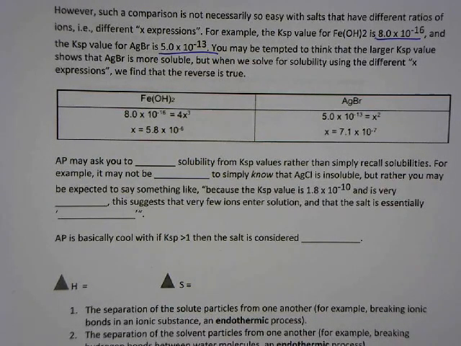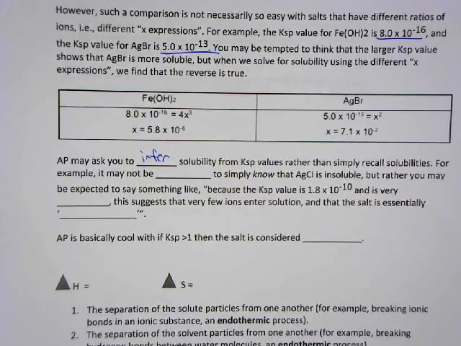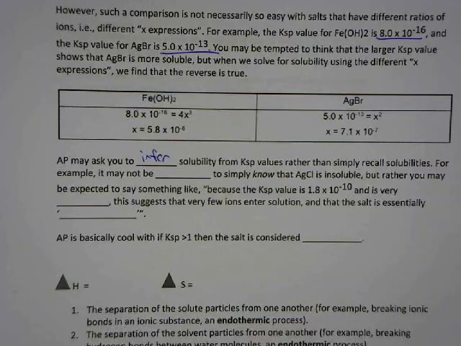This one equals x squared. So you can see Fe(OH)2 is actually more soluble. That's a bigger number. Yes? Yeah. So that's my word of warning.